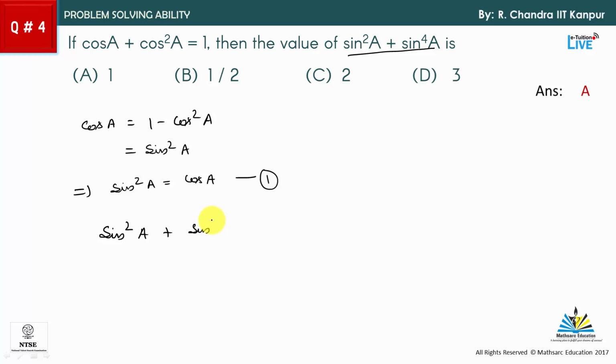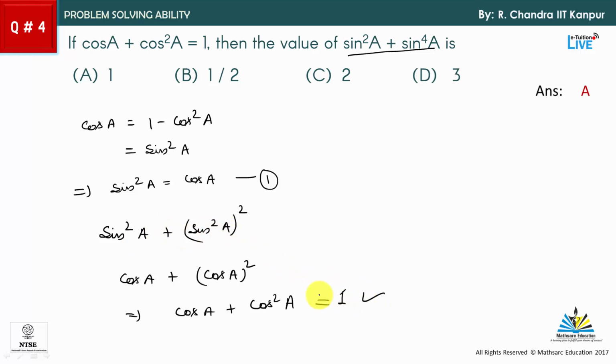Now we need to find the value of sin square A plus sin to the power 4 A, which can be written as sin square A plus sin square A to the whole power 2. Now we can use the relation sin square A equal to cos A, that is cos A plus cos A whole square, which implies cos A plus cos square A, and hence this is equal to 1. So we are getting this as 1. Hence 1 is the correct answer, so A is the correct answer for this question.